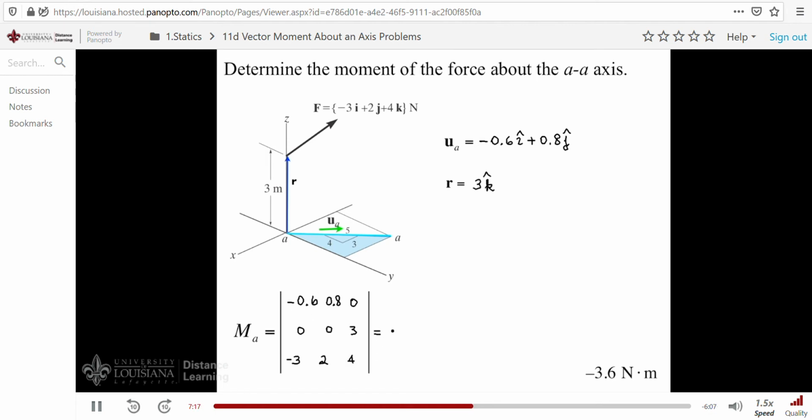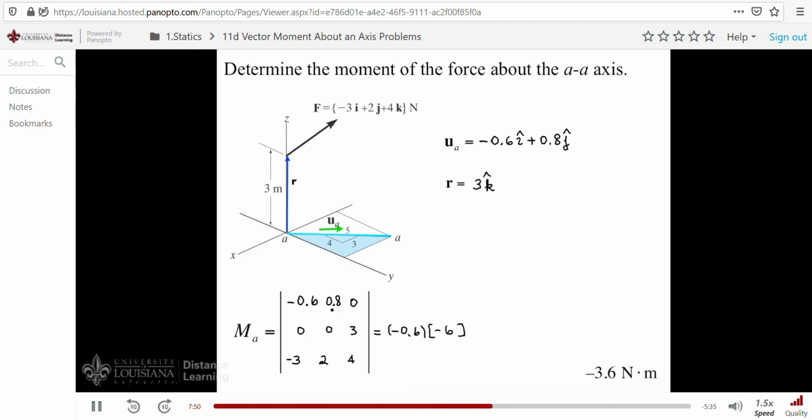We have this term. That would be minus 0.6, and we multiply it by the expansion of its minor. If I cross this column and this row, I have 0 times 4, which of course is 0, minus 3 times 2. The result of all that gives us minus 6.